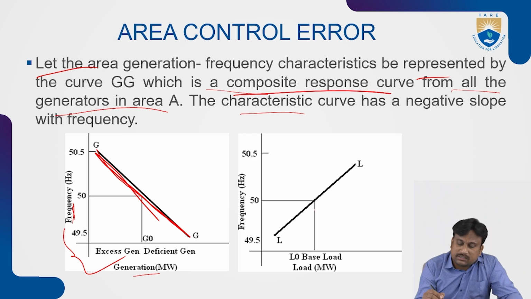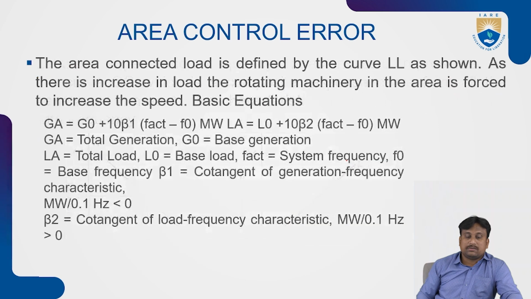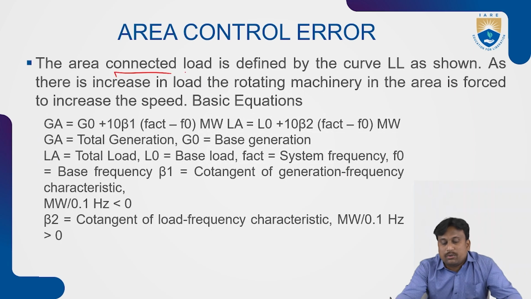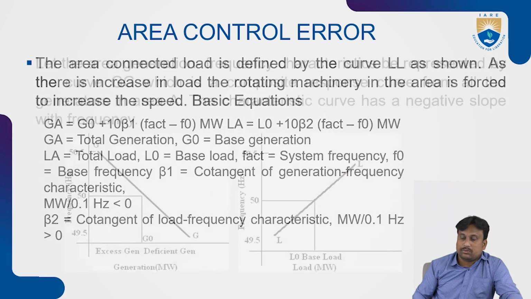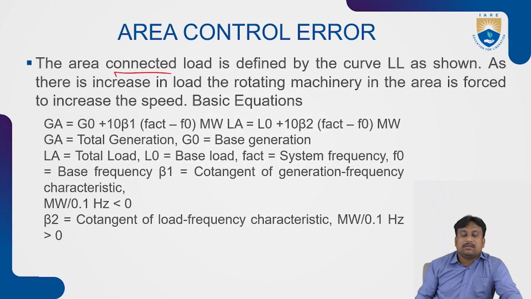Here it is also considered with the base load. That means it should be considered with the frequency in hertz, with values 49.5, 50 and 50.5 as the range. The load base value is drawn like this, so from L to L it is one of the curve representations. The area load is defined by the curve shown here, L to L. As there is an increase in load, the rotating machinery in the area is forced to increase its speed.